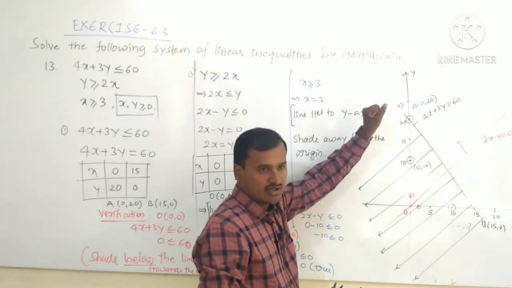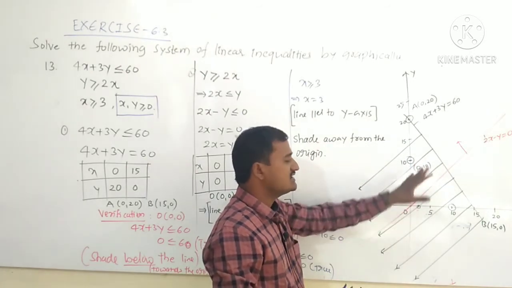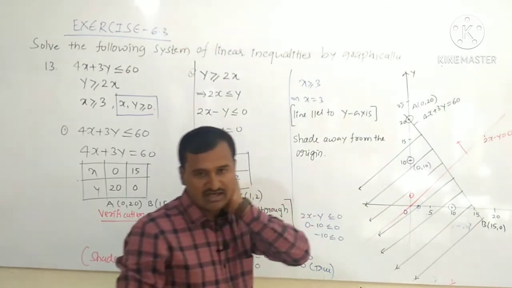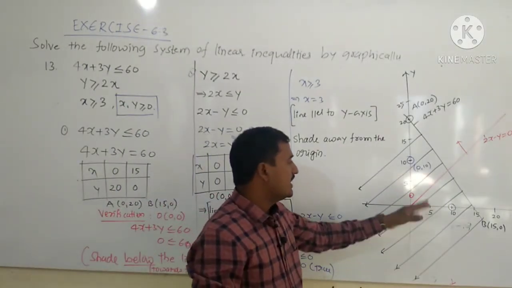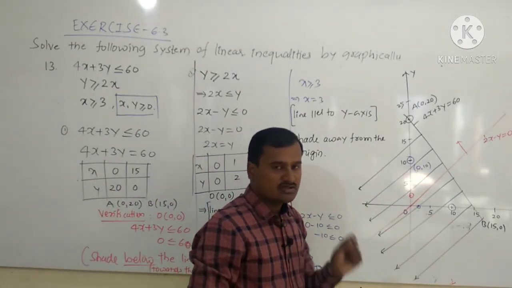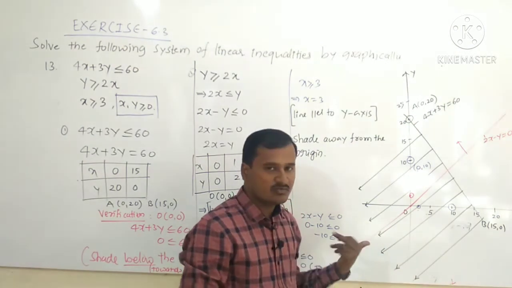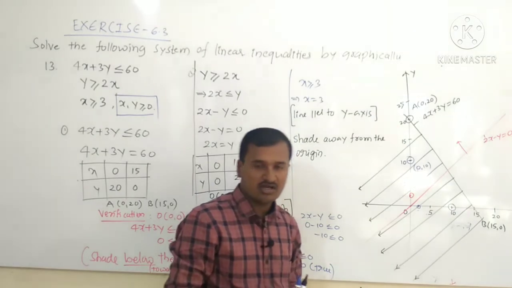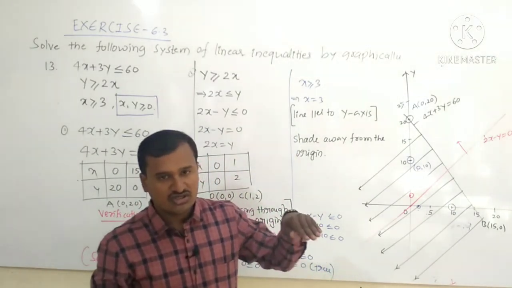Above the line. This happens only because the line is passing through the origin. When the line passes through the origin, you cannot verify using the origin; you have to verify with a point above the line or below the line. Suppose the line does not pass through the origin, you already know that a true statement means you have to shade below, false means you have to shade above.